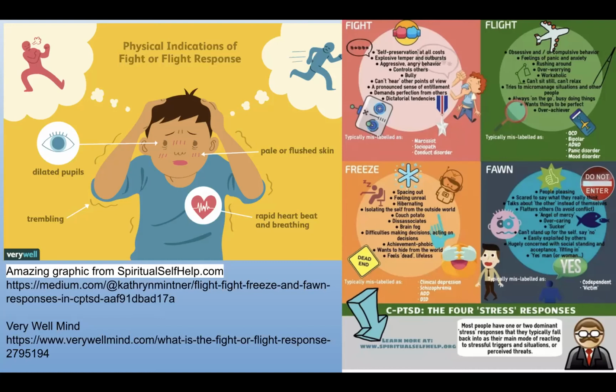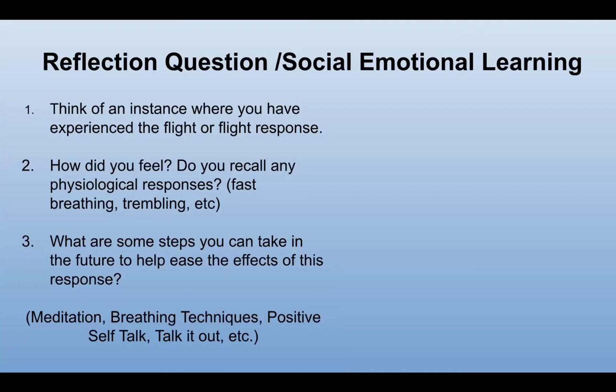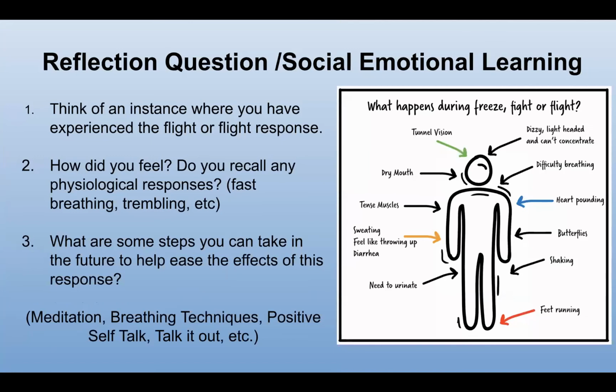So think about in your own personal life, think of situations where you might fall into those different categories. And then a reflection question for social and emotional learning. Think of an instance where you have experienced the fight or flight response. Think about, how did you feel? Do you recall any physiological responses such as fast breathing or trembling or that stress sweat? And think about what steps you can take in the future to help ease those effects of that response. So some ideas that I came up with, maybe some meditation, some breathing techniques, or positive self-talk, or just talking it out to someone.